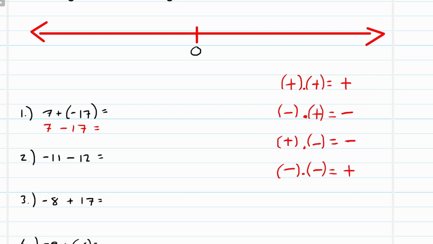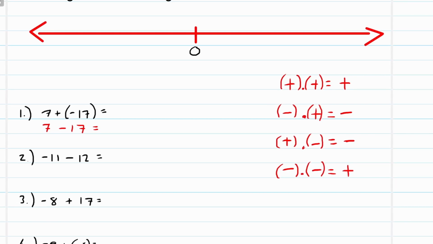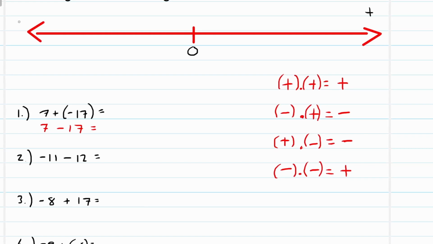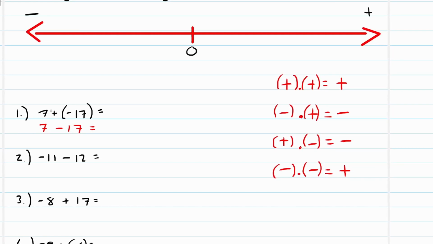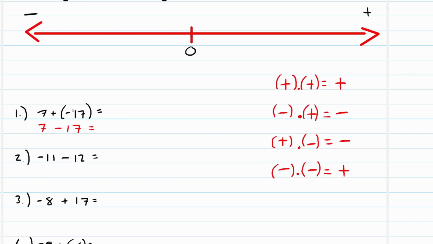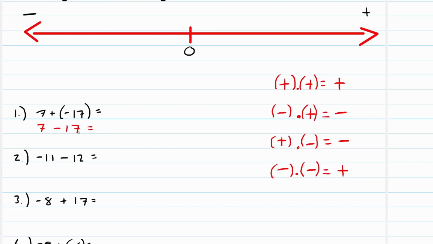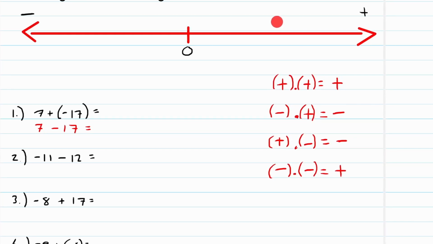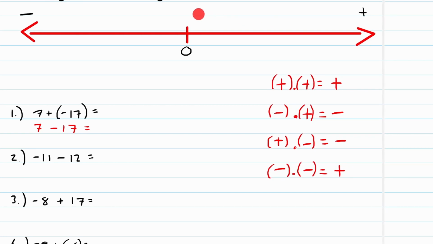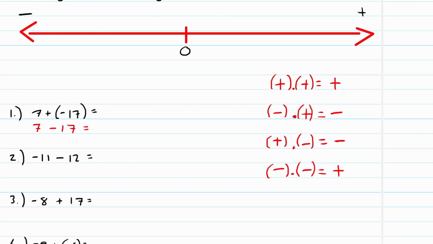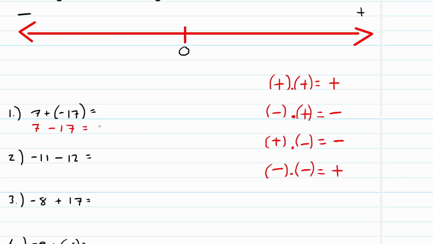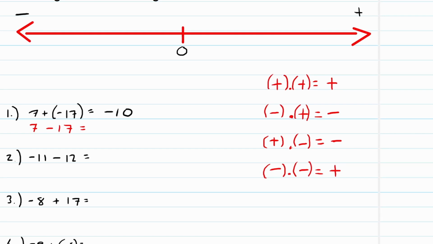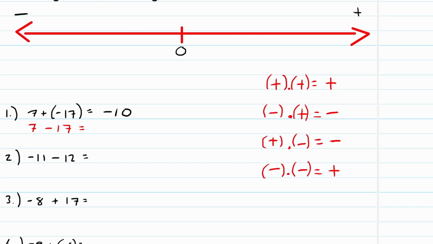Let's do the calculations. So remember, adding is going in the positive direction, and subtracting is going in the negative direction. So 7 plus a negative 17, in other words 7 minus 17, means we're starting at 7, right over here, and then we move to the left, negative 17. In other words, this answer will then be equal to minus 10. Okay, so practice it and see if you can get the same answer.